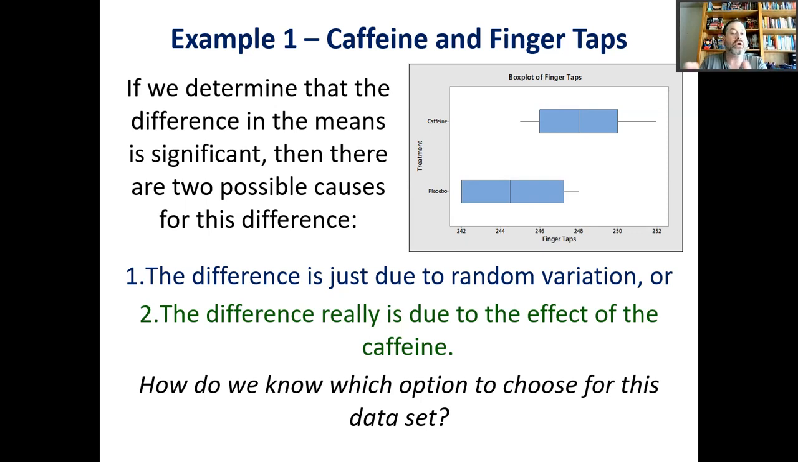So it turns out that no matter what we see in the data, either number 1 is correct or number 2 is correct. We just need a guideline that tells us which one of these is more likely to be correct for any given data set. So it's either from random variation or there is a significant result. And specifically with respect to this example, if there's a significant result, then that tells us caffeine is causing the difference.